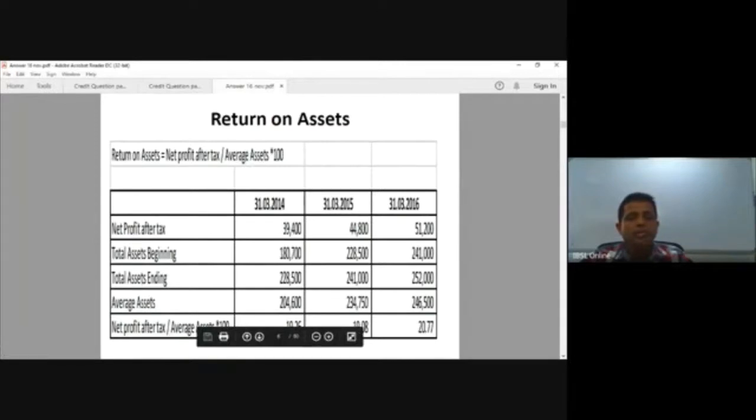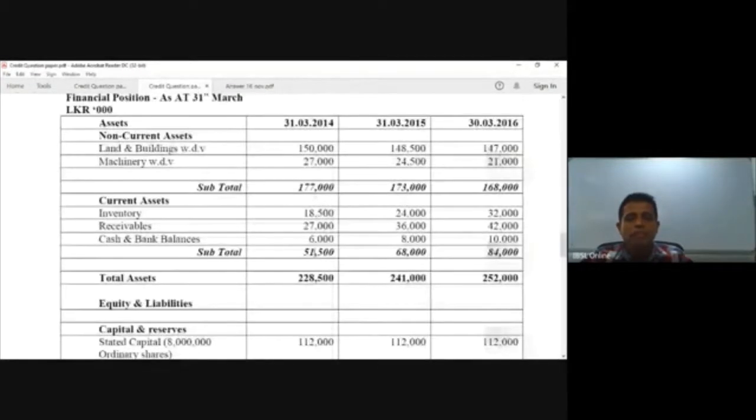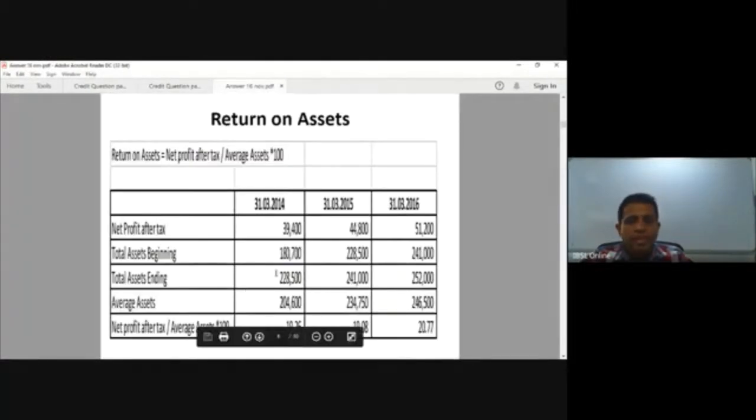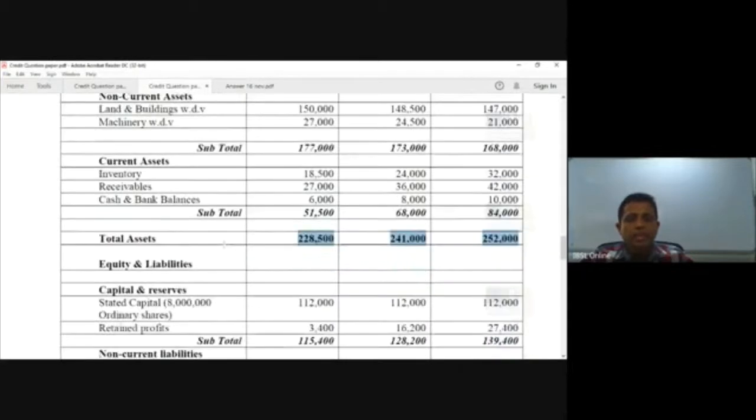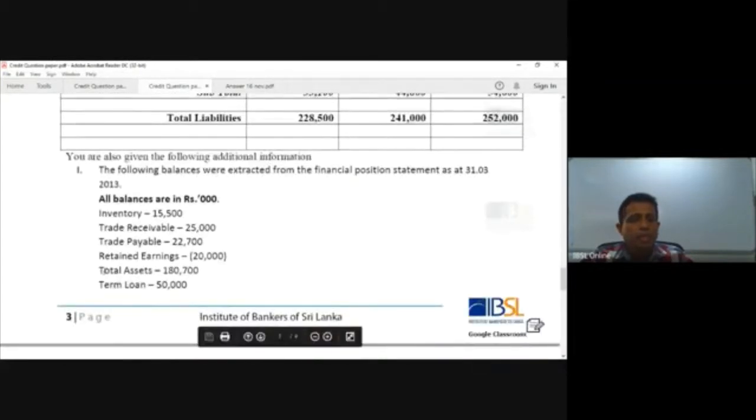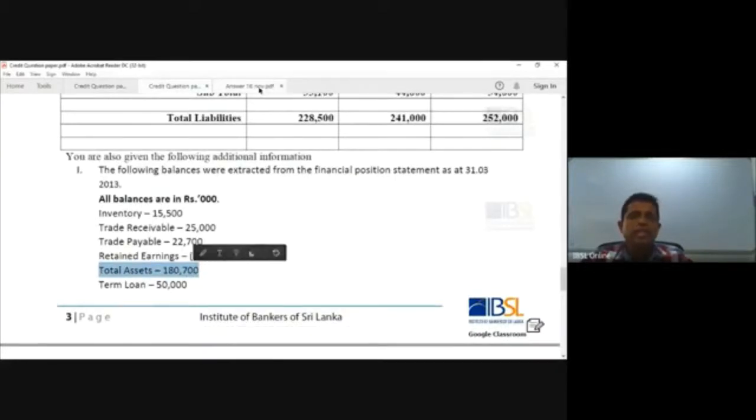2014, 2015, 2016 ending figures you can directly take from the balance sheet. Now, 2014 here, 228,500, 241,000, 252,000. I took those things directly from the balance sheet. Here, ending ones. For the beginning one for 2014, you have to go to note number 1. Under note number 1, it was given total asset figure is 180,700.